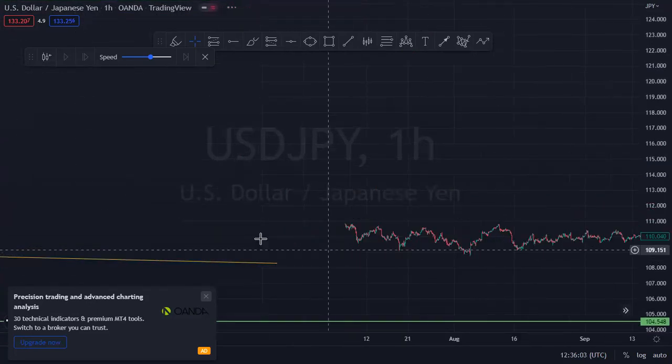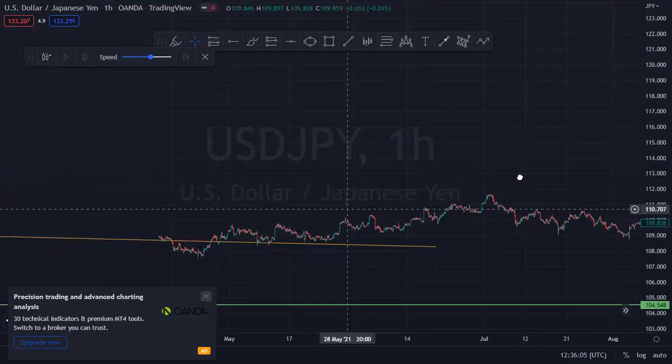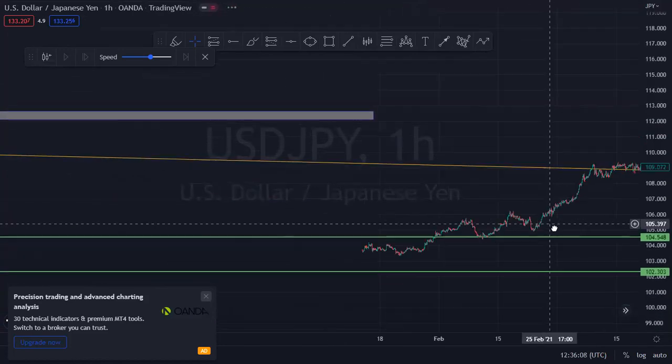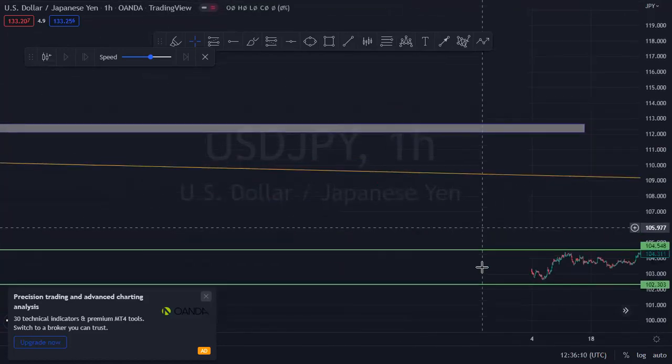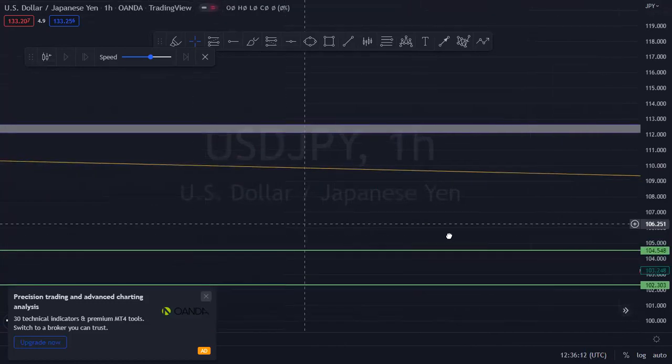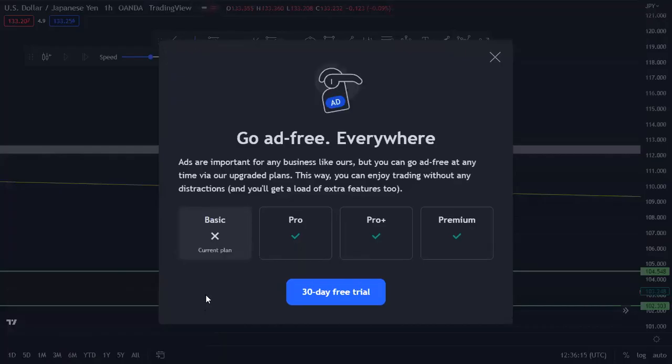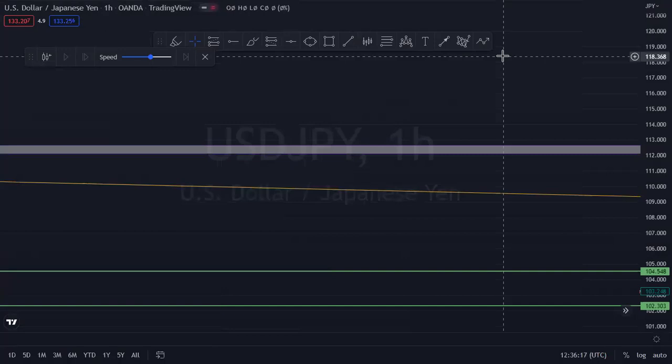Okay, guys, this is it. Just to see this part here, like how trend lines can guide you into being consistent in the market.